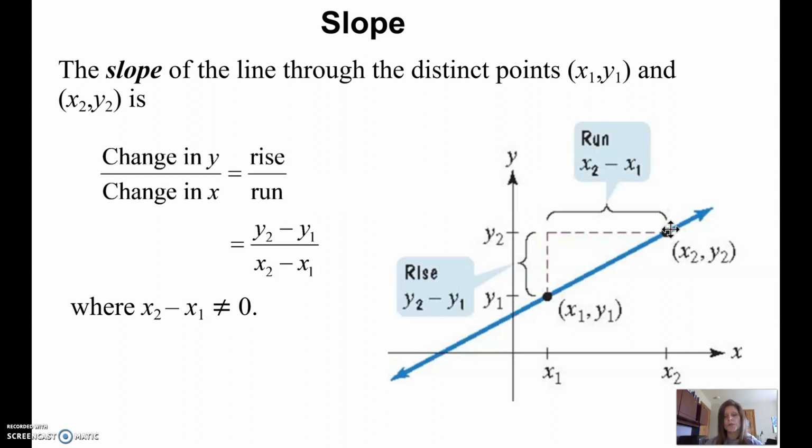So if you've heard of rise over run, that's the slope, and you're just comparing the amount of change vertically to the change horizontally. Now, the only time that we can't get an answer for slope is if our x values are actually the same and we take the difference, it's 0. That would be an undefined slope. That's a special case we'll get to later.